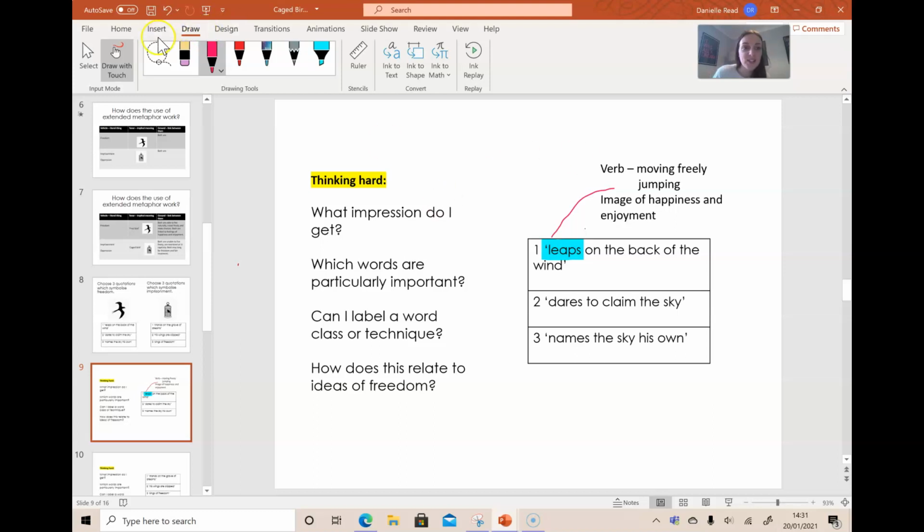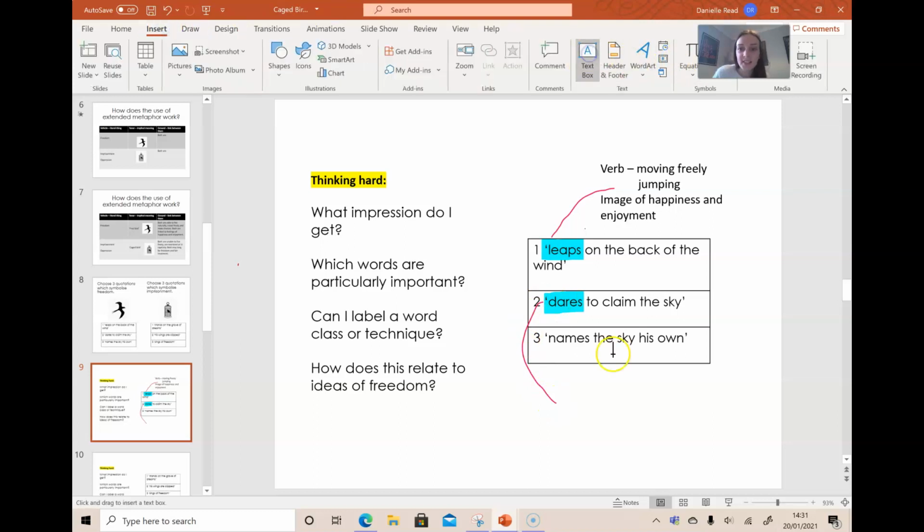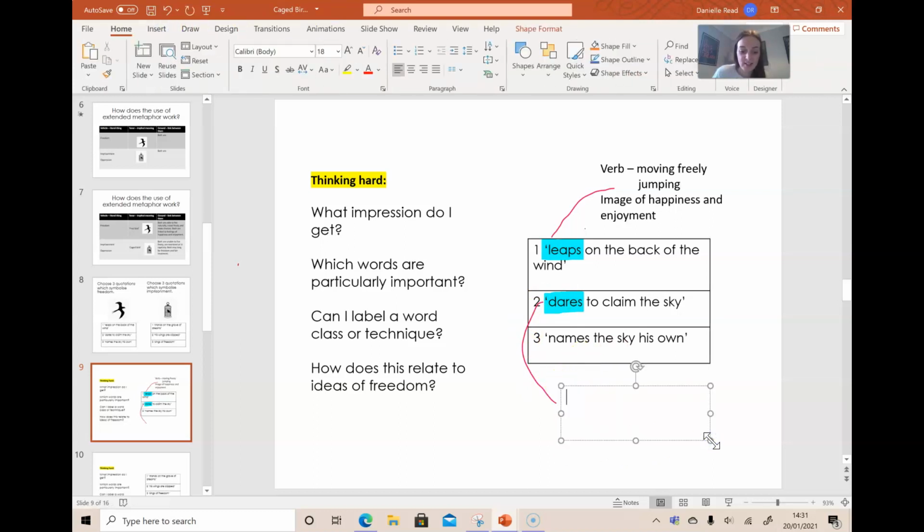And let's go a bit further then. If I look at the next one, I've got dares to claim the sky. Well, look at that word here again. I've got another really powerful verb. Okay, let's draw a little arrow down to here. And this time, to dare. Okay, so the verb to dare maybe means to what? To take a risk. Maybe to be brave or bold in my actions. Dare to claim the sky. So like they're claiming, taking possession over something and claiming it as their own.